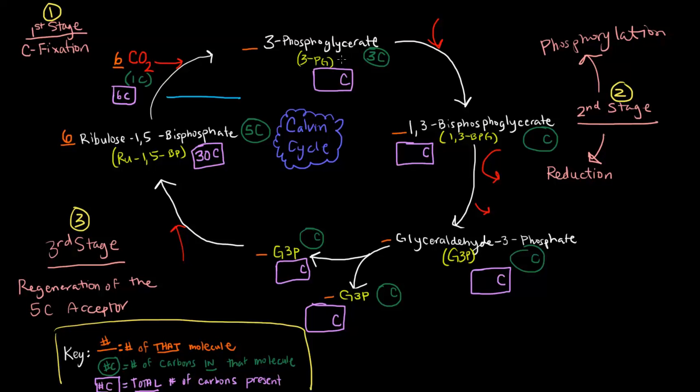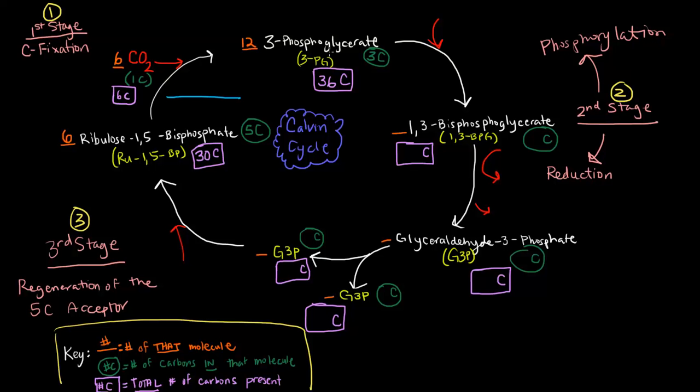It's a 3-carbon molecule with 1 phosphate group. So if this is a 3-carbon molecule and we have 36 carbons at this point, how many of them do we have? We have 36 carbons. So we should have 12 of these 3-phosphoglycerates. Okay, so we put these two together, the carbon fixation stage, and we made 12 3-phosphoglycerates.